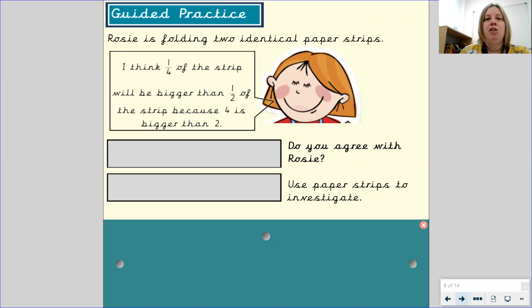Rosie is folding 2 identical paper strips. I think 1/4 of the strip will be bigger than half of the strip because 4 is bigger than 2. Do you agree with Rosie? Use paper strips to investigate. If you haven't got paper strips, you could just draw 2 strips like I've drawn onto your whiteboard.